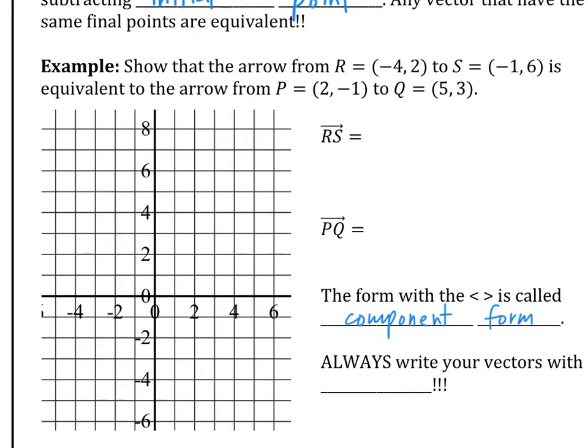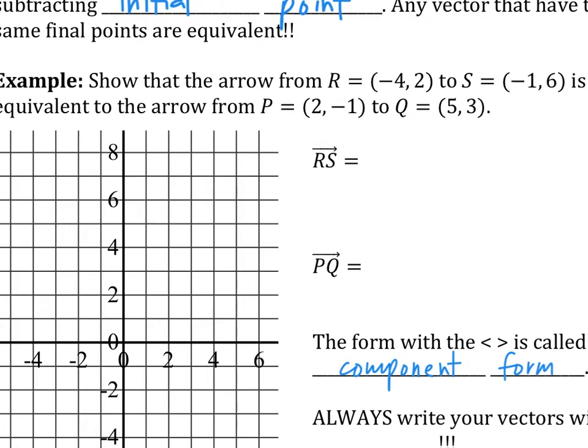Anyways, let's do an example. Show that the arrow from R to S is the same or equivalent to the arrow from P to Q. Okay, so R is -4, 2.